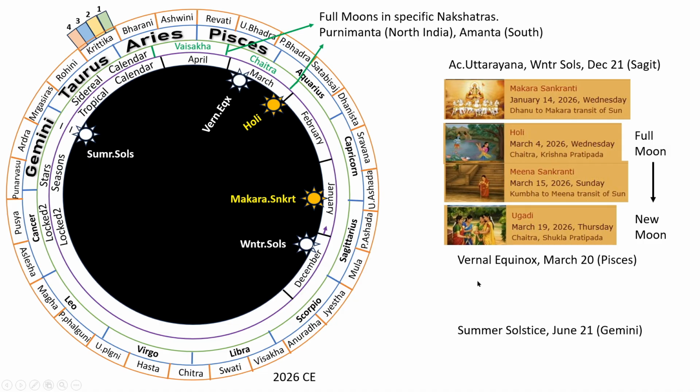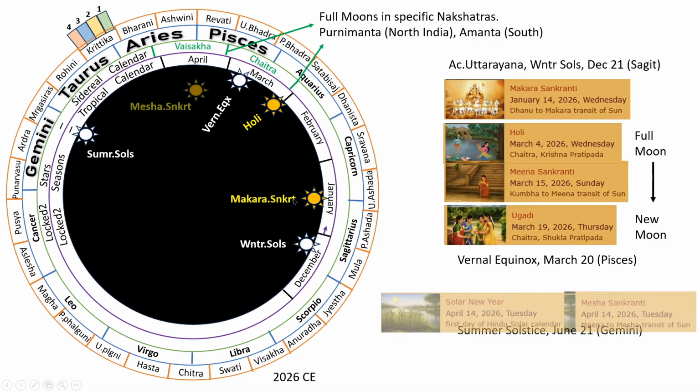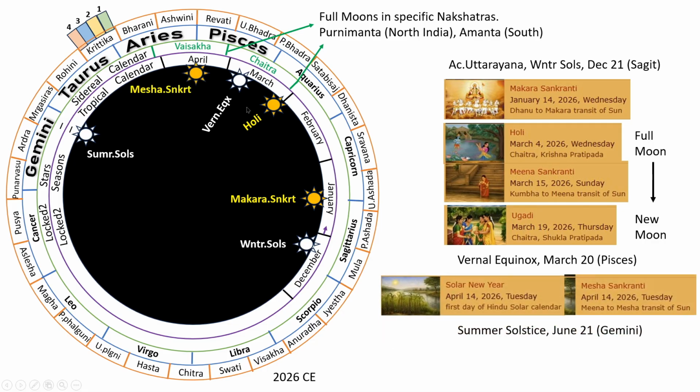So this is the vernal equinox around March 20. This was on March 20 in 2026. So these three in white are locked to the seasons, and these things in yellow will be locked to the star system. So this is April 14th. This is Makara Sankranti, or when the sun enters Mesha, the sun enters Aries. This is celebrated as the solar new year in India.